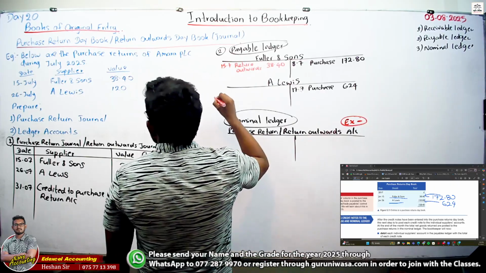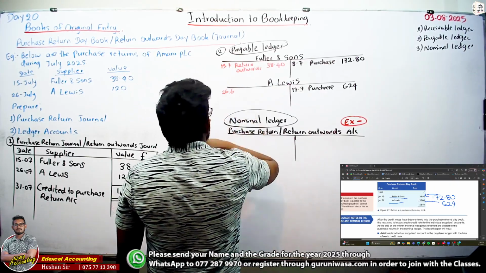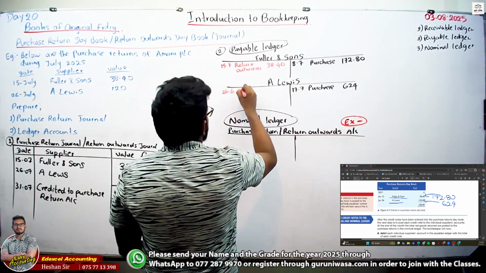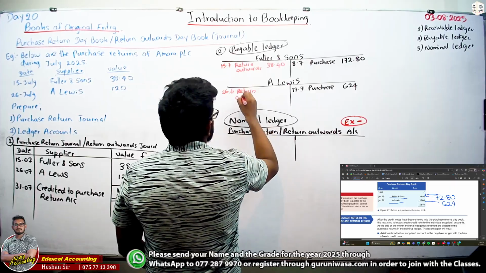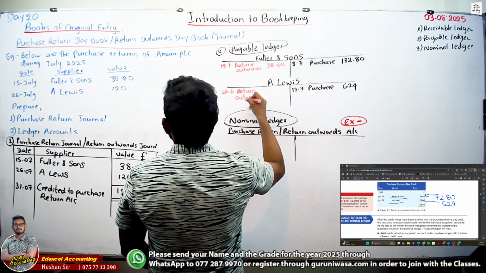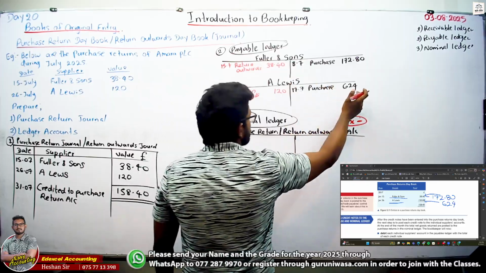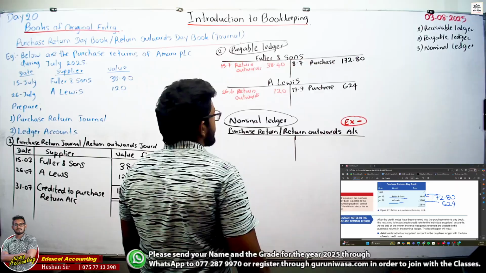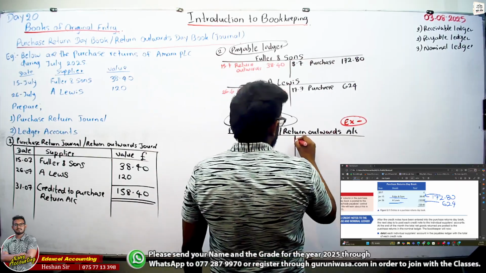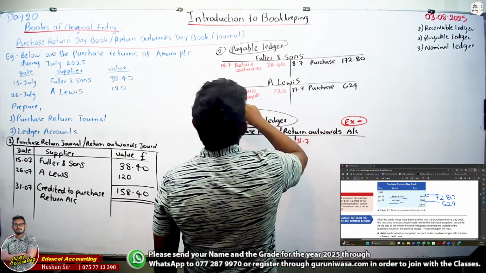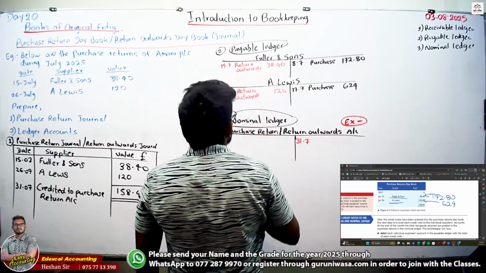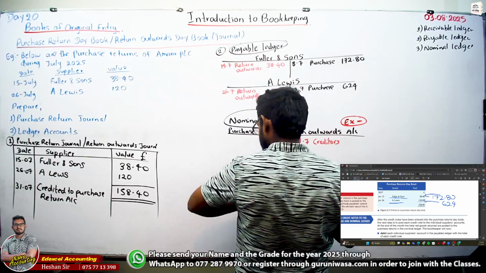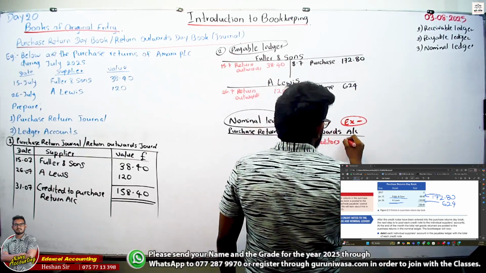So 26th of July. First of all, the date should be the purchase date, then the returning date. Why? Without purchasing, we can't return. Outward 120. We purchased 624 worth of goods. We are returning 120, now we need to pay the balance. 31st of July, you can write it as creditors. So the total is 158.